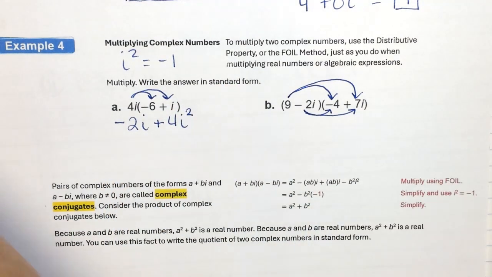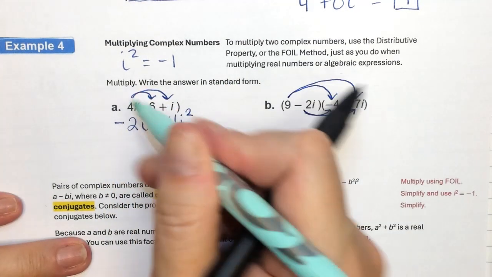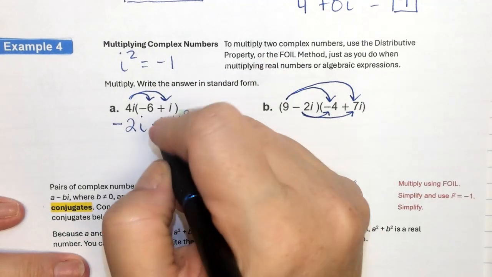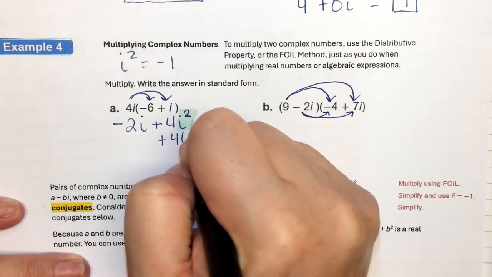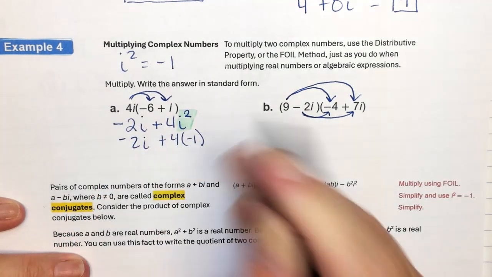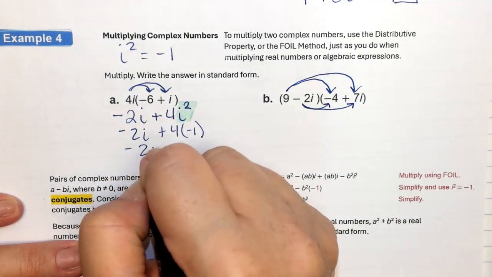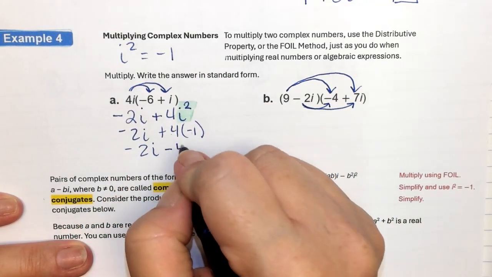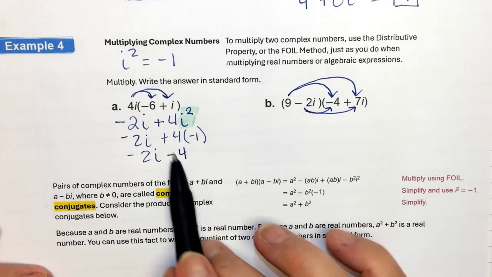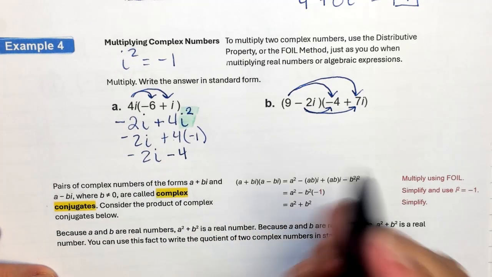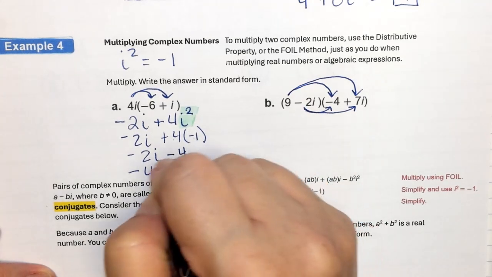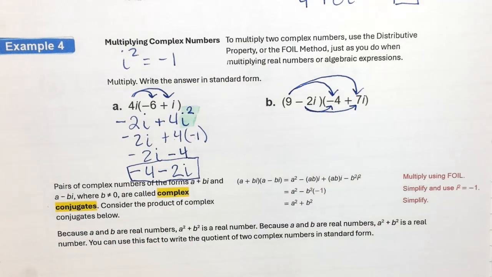But remember, we don't want i squared because i squared is equal to -1. So we're going to take this i squared and we're going to multiply it to our positive 4. So now we have -24i. 4 times -1 gives me -4. Remember, we have to write in standard form. Standard form says your real part comes first, your imaginary part comes second. So we just need to rewrite it to make that happen. And so this would be your final correct answer.